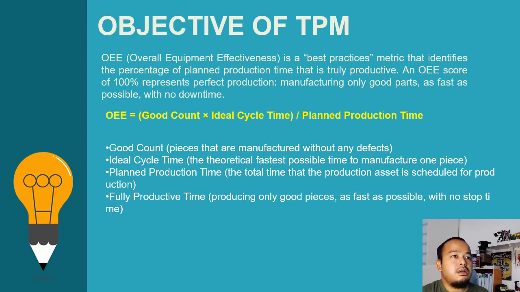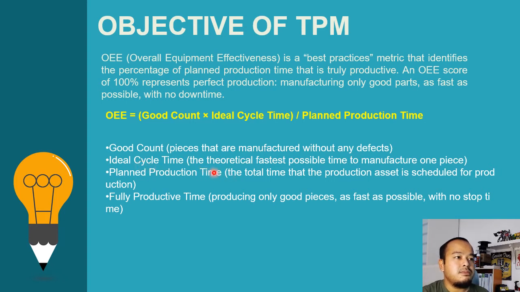Alright, to generally explain the OEE, we first need to understand how it is calculated. OEE starts with this calculation: good count multiplied by ideal cycle time, divided by planned production time. So what is meant by good count? Good count ni adalah pieces that are manufactured without any defects. Maknanya komponen yang tak ada defect langsung. You ada QC control kan, so bila dia sorting, ni tak ada defects. So that's what we call good count.